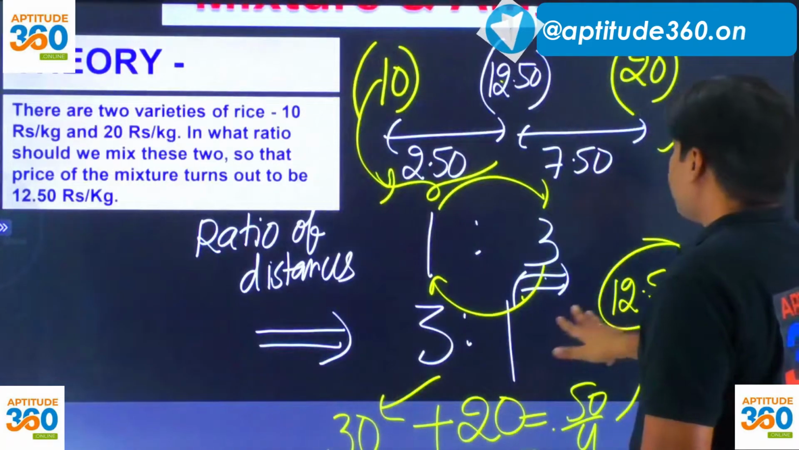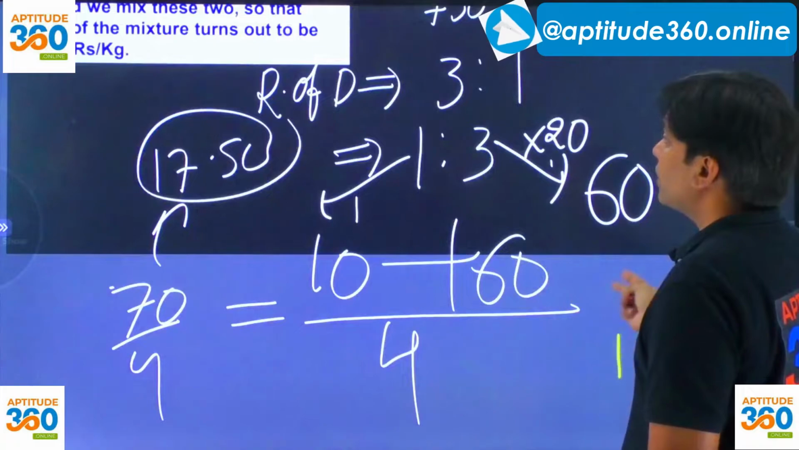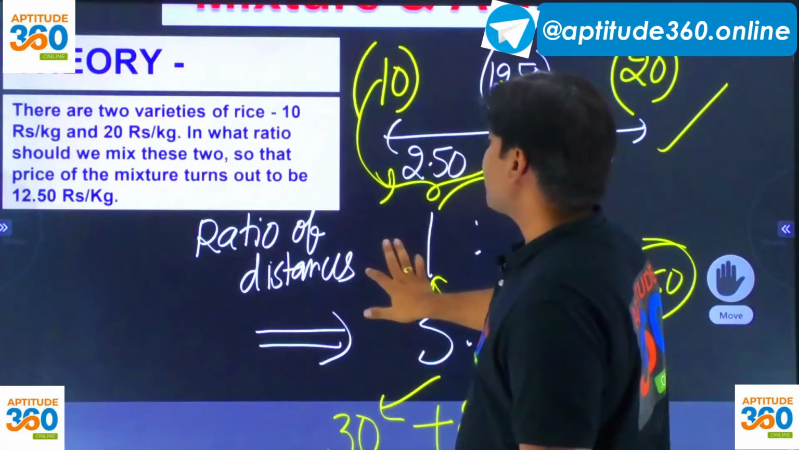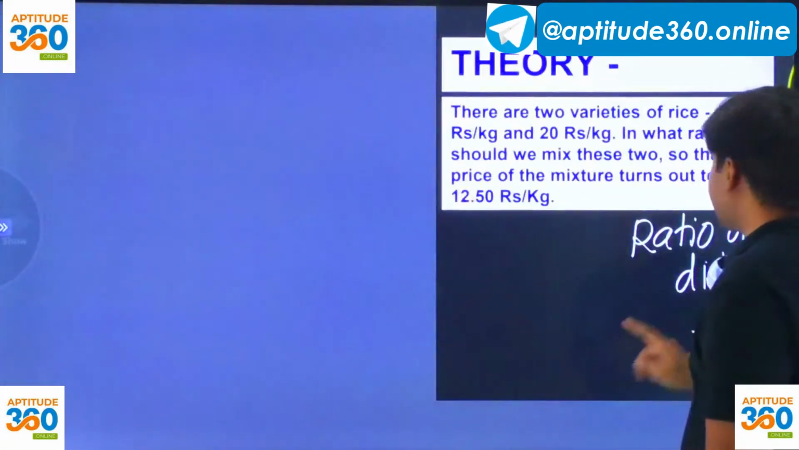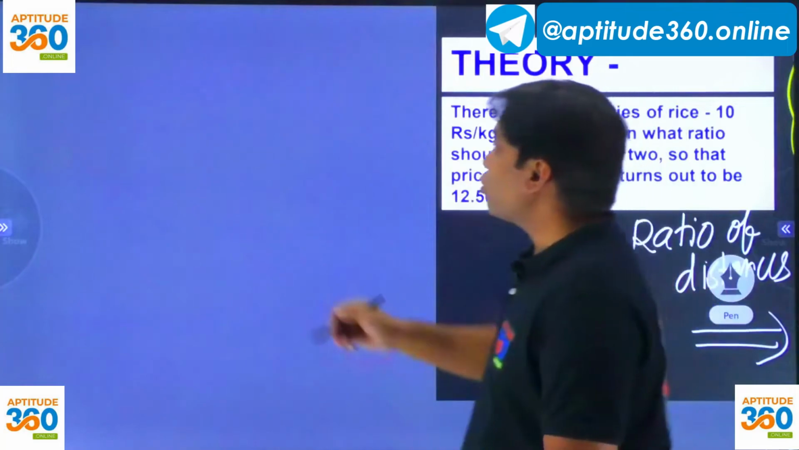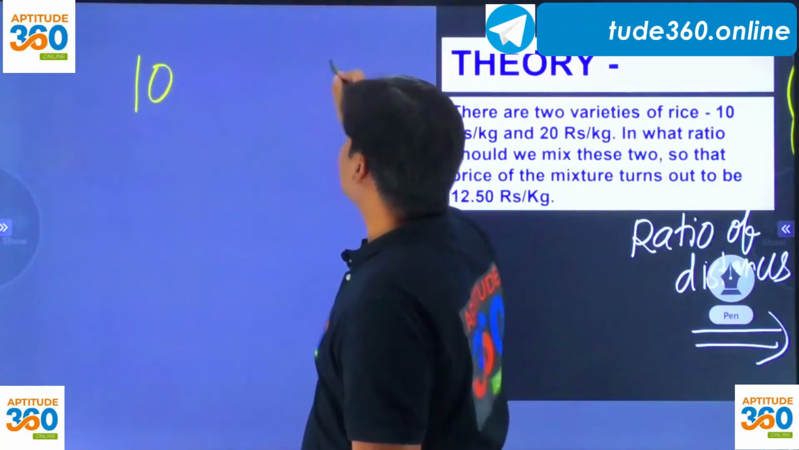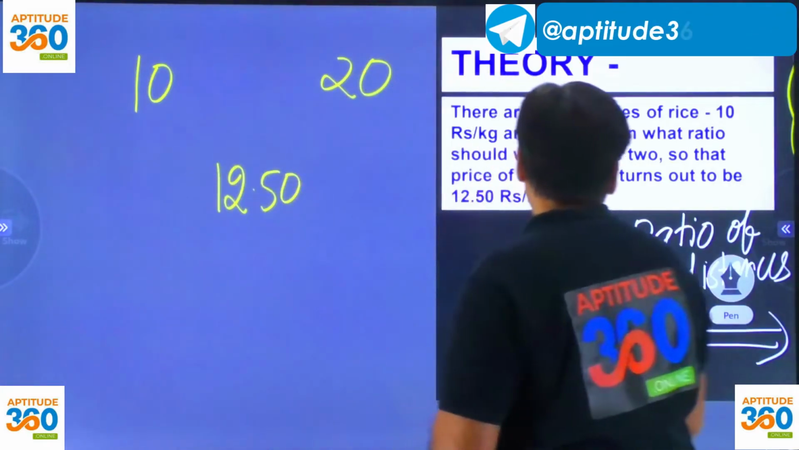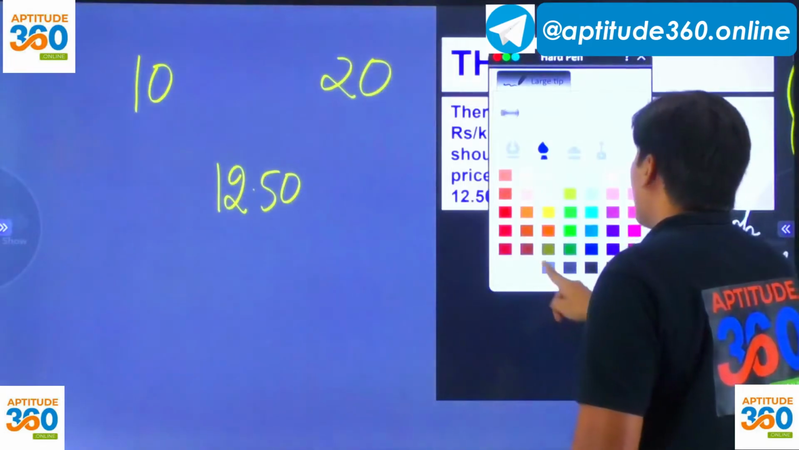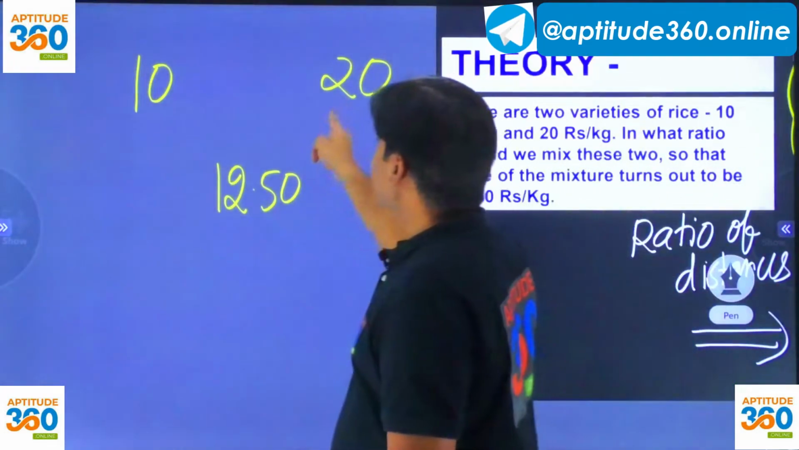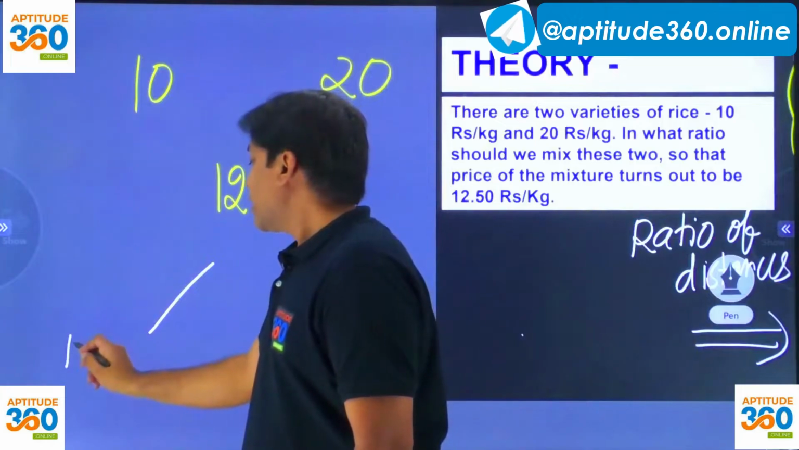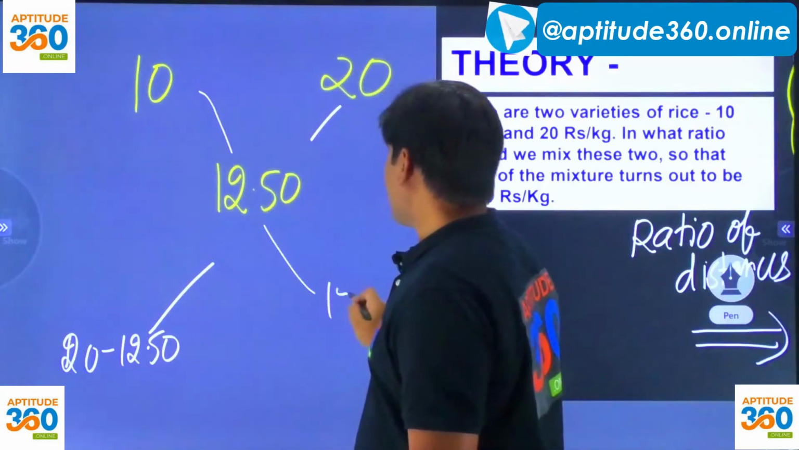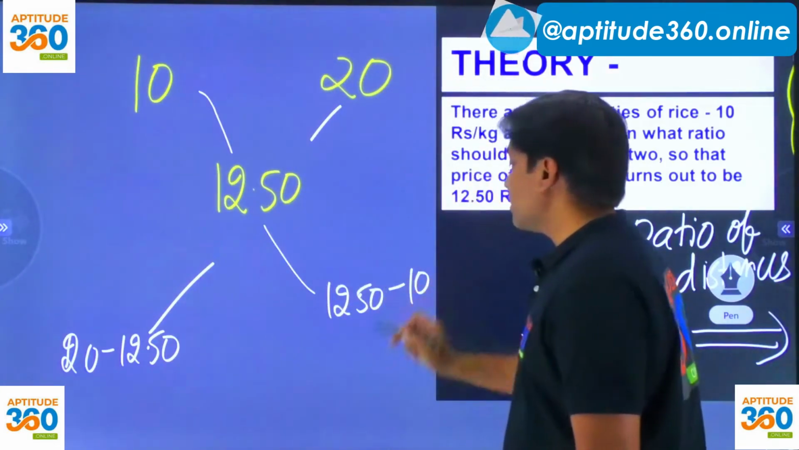Now can I apply this one over here also in the case of this one? 12.50. We want 12.50 by mixing 10 and 20. How do we do that? 10 rupees per kilogram, 20 rupees per kilogram. What are we looking for? The price of the mixture should be 12.50, right? So what should you be doing? Over here you should write 20 minus 12.50, and this one should be 12.50 minus 10.